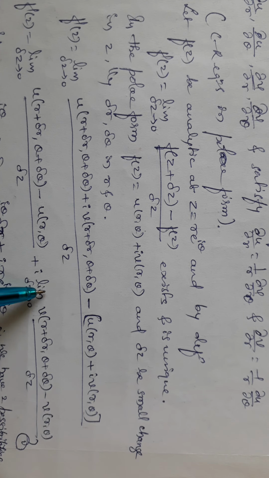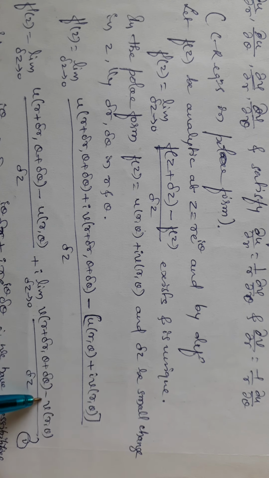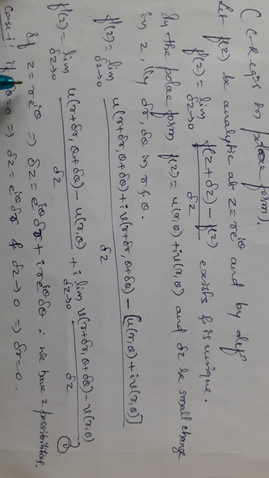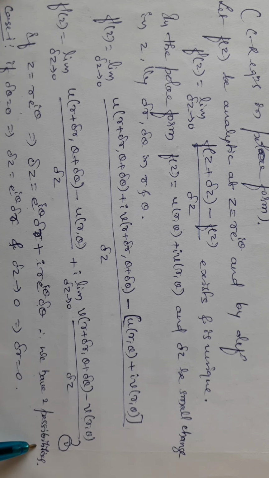Therefore, f dash of z equals limit delta z tending to 0 of u of r plus delta r comma theta plus delta theta minus u of r comma theta, plus i into limit delta z tending to 0 of v of r plus delta r comma theta plus delta theta minus v of r comma theta, all divided by delta z. You can call this equation number 1. Here we have z equal to r into e to the power i theta, which implies we can take the partial differentiation, that is delta z equal to e to the power i theta, keep the second function as it is and differentiate the first, plus keep the first term as it is and differentiate the second term, e to the power i theta into i and delta theta. Here also we have two possibilities.